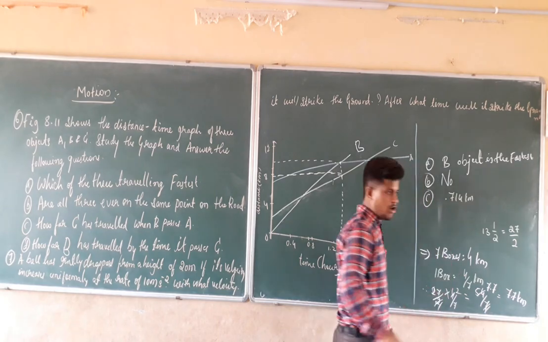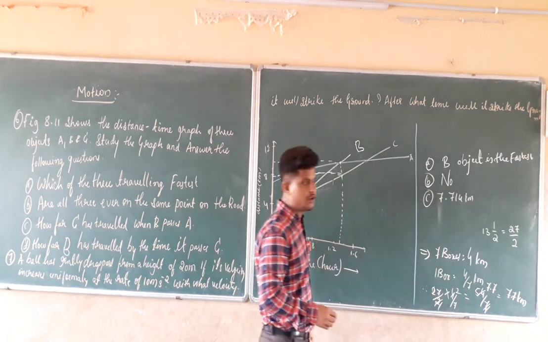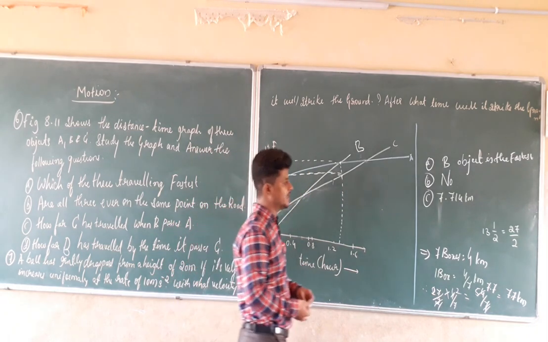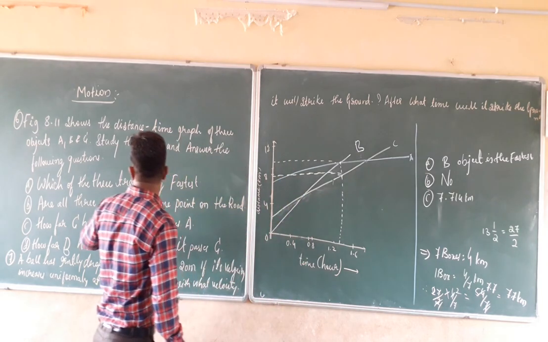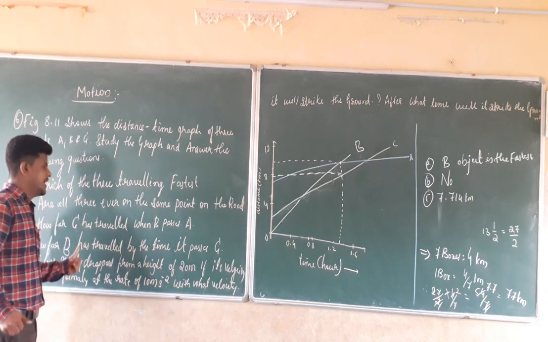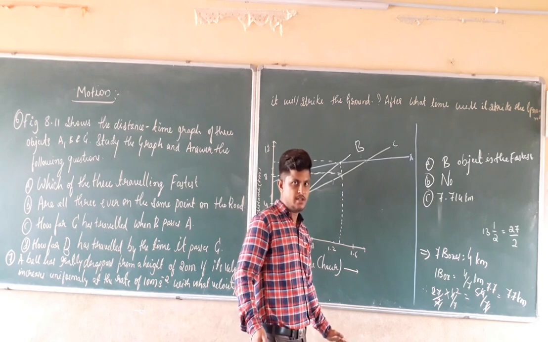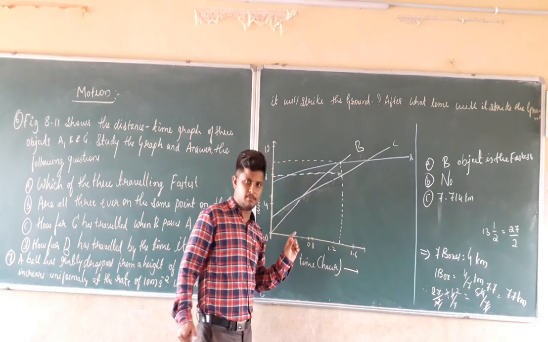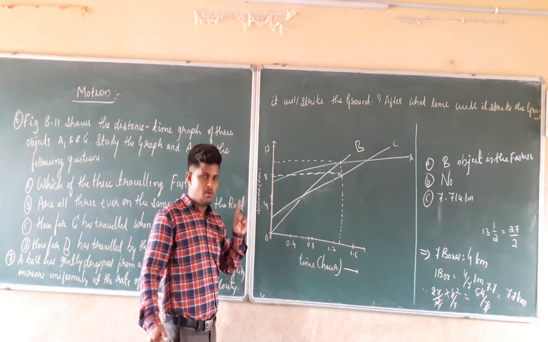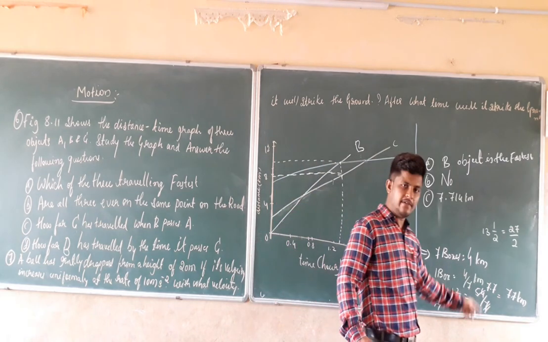So this answer is wrong. We can say that the answer will be equal to 7.714 kilometers. That is nothing but, when B passes A, C has covered the distance of 7.714 kilometers. So what we have to do? We have to calculate the number of boxes in between 0 to 4. One box is equal to 4 by 7 kilometers.